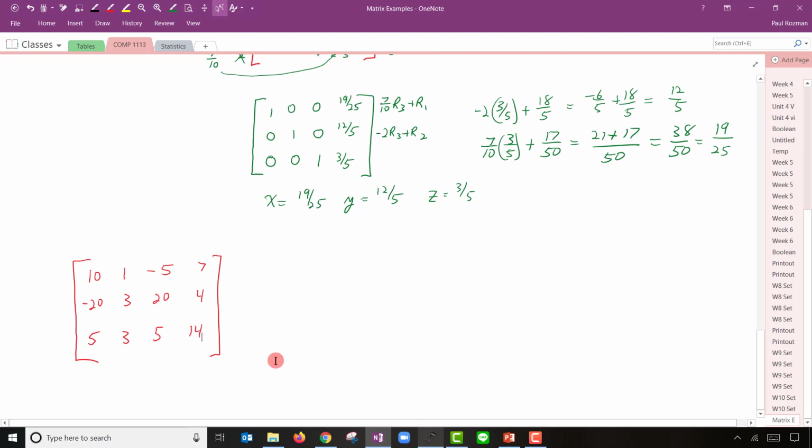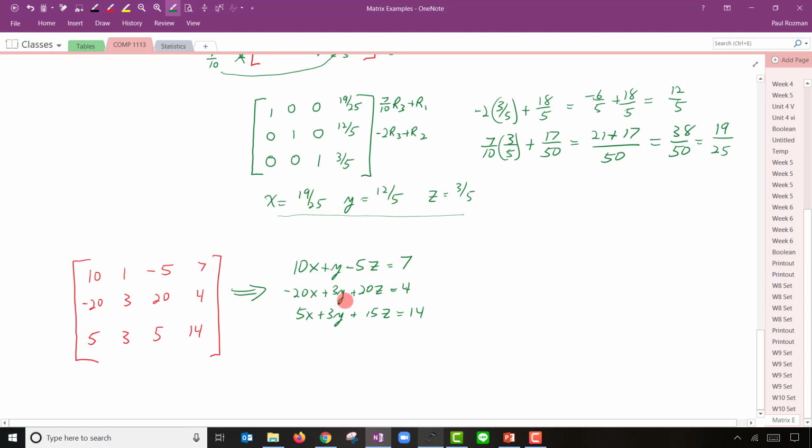Remember what this translates to. The first equation there is 10x plus y minus 5z equals 7. And the next equation was minus 20x plus 3y plus 20z equals 4. And then the last equation is 5x plus 3y plus 15z equals 14. You could go ahead and solve this using substitution or a regular elimination to check it as well, I suppose. But it'd probably be easier for us now to just do the substitutions here.